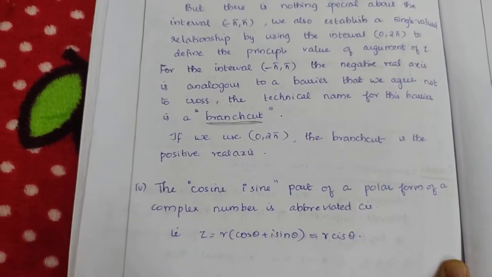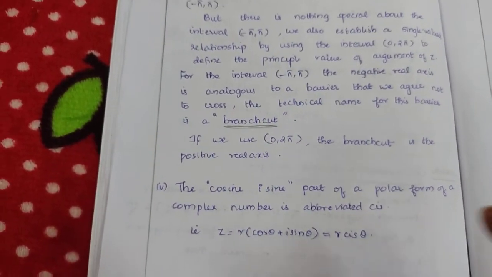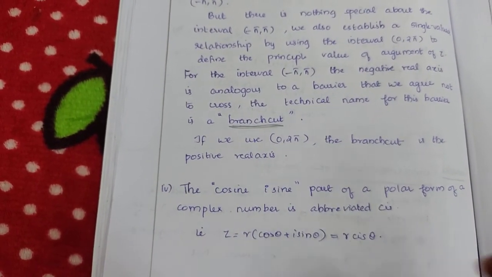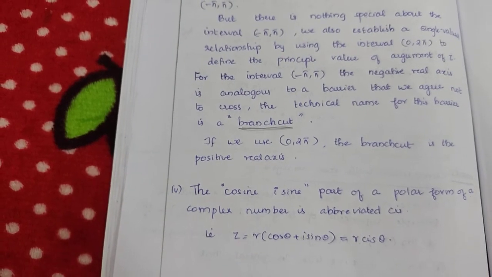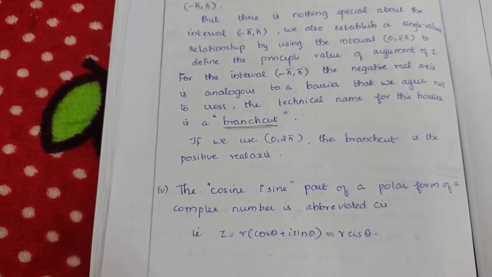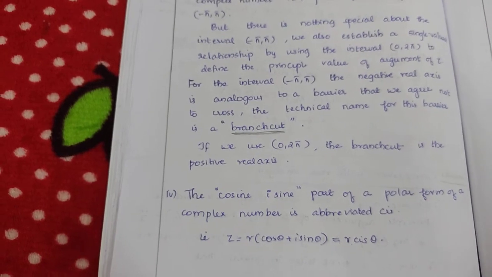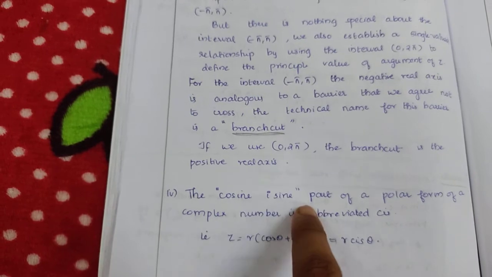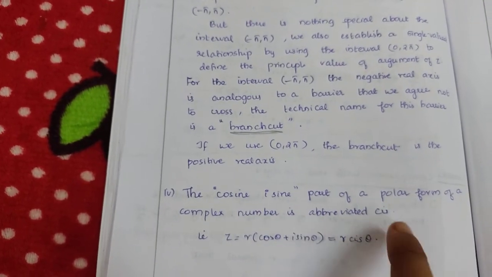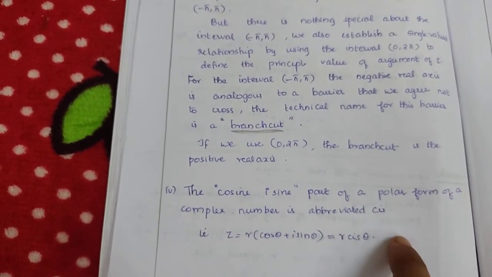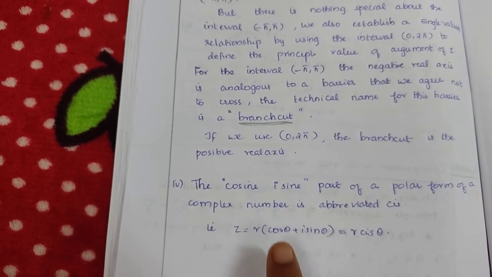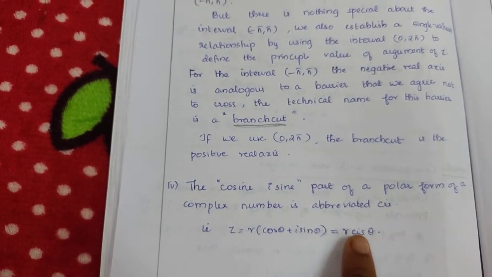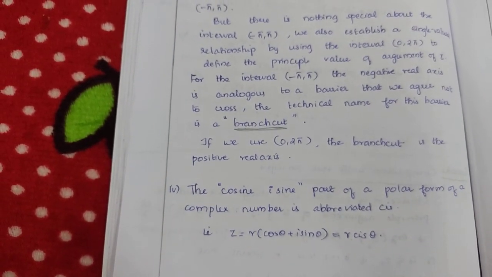Then the next remark says that we know that in the polar form we have a cosine plus i sine part. Z is equal to r of cos theta plus i sin theta. That cosine plus i sine part is termed as cis, CIS. So z is equal to r of cos theta plus i sin theta, which is equal to r cis theta. Thank you.